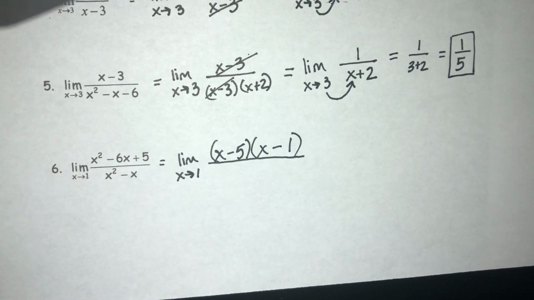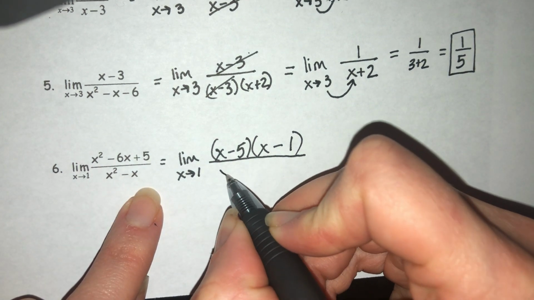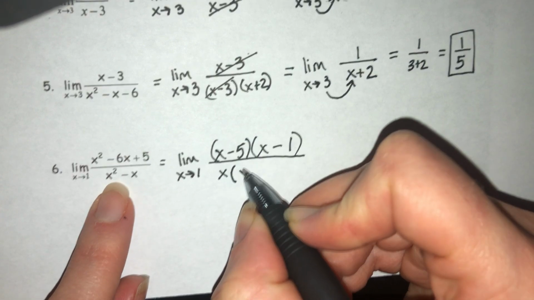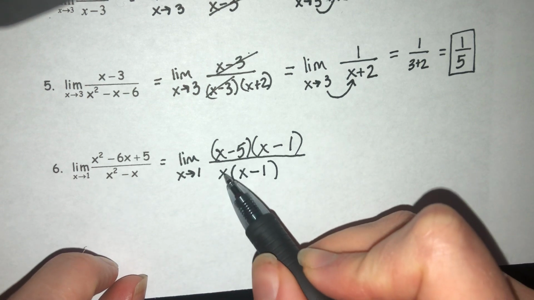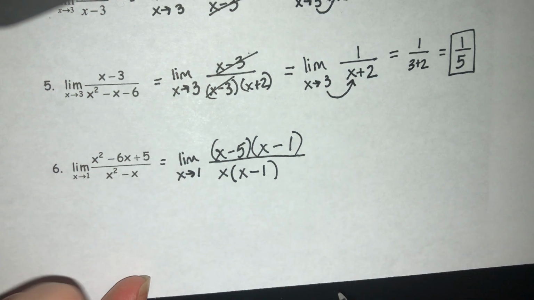And now in my denominator, I have x squared minus x. These two terms have a greatest common factor of x. So I'm going to go x times the quantity x minus 1. It's kind of like the reverse distributive property. If you multiply that x in, you get x squared minus x.